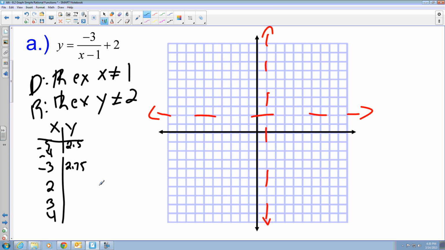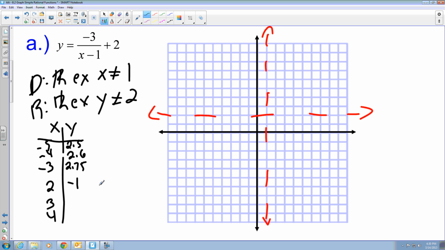So if I have negative, that would be a positive 3/5. And then add 2, so that would be 2.6. Sorry about that, I apologize. And then if I put 2, so 2 minus 1 gives me 1. So that'd be -3 plus 2, which will give me -1.